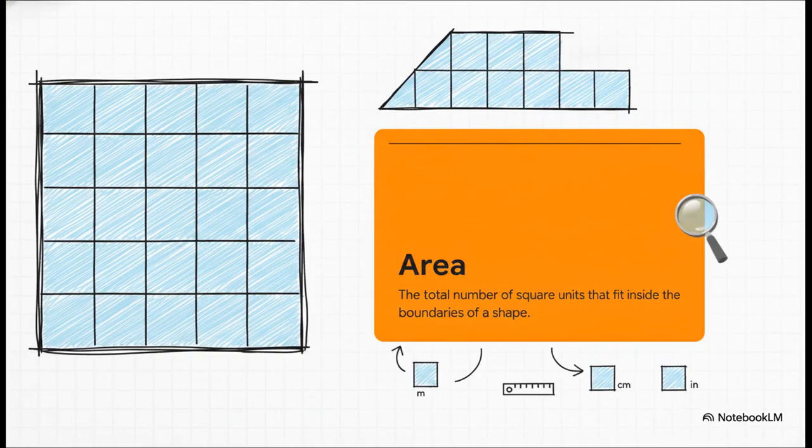So when we talk about finding the area, we're really just measuring how much flat space is trapped inside those 4 boundaries. A super easy way to think about this is to imagine you're trying to tile a bare floor with those perfectly uniform little square tiles. Finding the area is just the mathematical way of counting exactly how many of those tiles will fit perfectly inside the room. This is exactly why area is always expressed in square units, like square meters, square centimeters, or square inches.